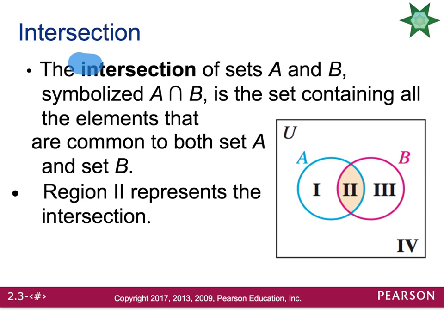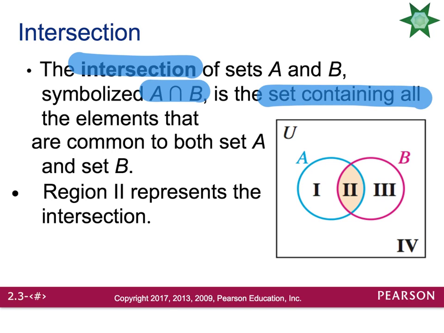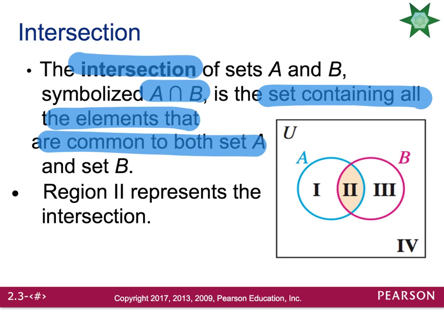Okay, the intersection of two sets is A ∩ B, that upside-down U. So we see that symbol. That means we're taking the set containing all of the elements that are common to both set A and set B. Sometimes we use the word "and" for that, and that's region 2 in our standard Venn diagram. So that would be this region where we're in both sets, both of those circles at the same time.